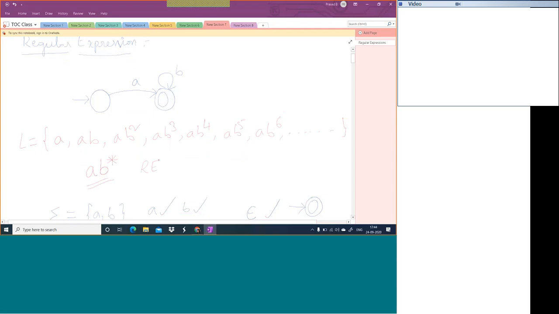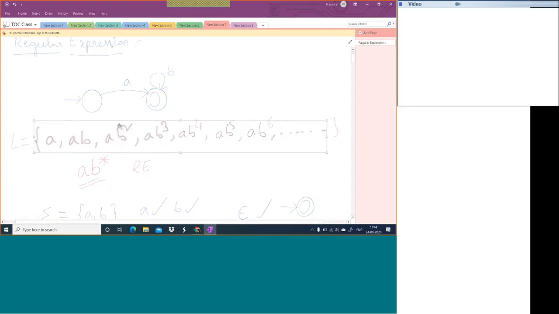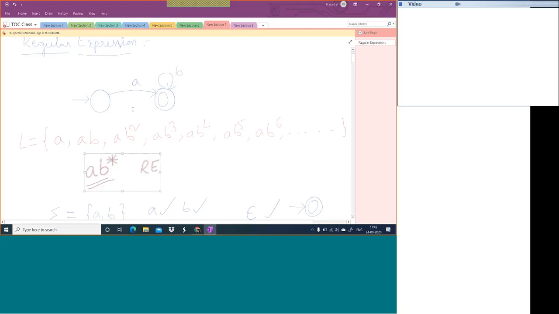So what is a regular expression? A regular expression is a symbolic representation or an algebraic representation of the set of strings. These are the set of strings which are accepted by the given finite automata. Okay, I repeat. A regular expression is a symbolic representation of the set of all strings accepted by the given finite automata. Do you understand?